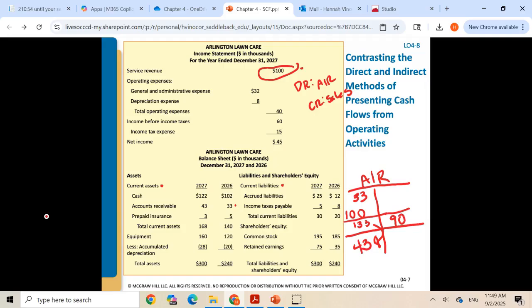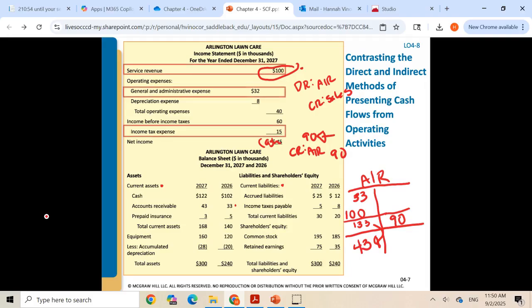Well, what does that mean? If we credited our accounts receivable by $90, what's the other side of that transaction? It would have had to be an inflow of cash. That's why we wrote off the accounts receivable. So that's how we calculate the cash received from sales for this direct method. We see that we had a cash inflow of $90.